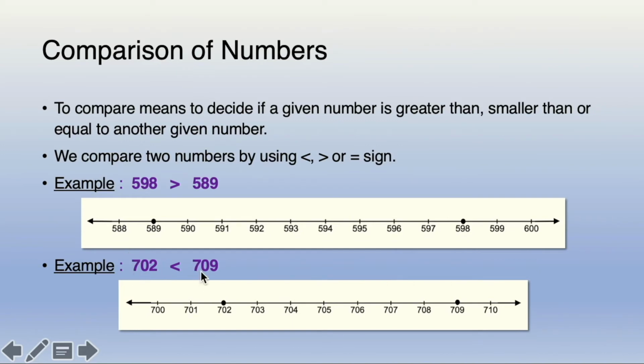Similarly, over here we start comparing digit by digit from the highest place. At hundreds place we have digit 7. Then we move to the next place, that is tens place. At tens place also we have 0 in both the numbers. So we again move to the next digit. In ones place we have 2 over here and 9 over here. And since 2 is less than 9, the number 702 is less than the number 709.